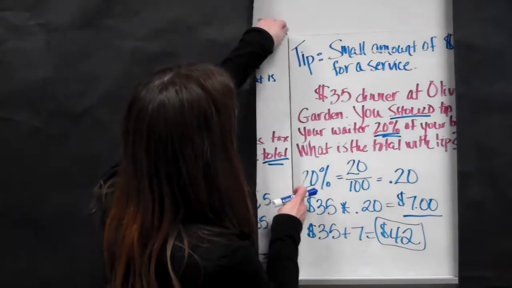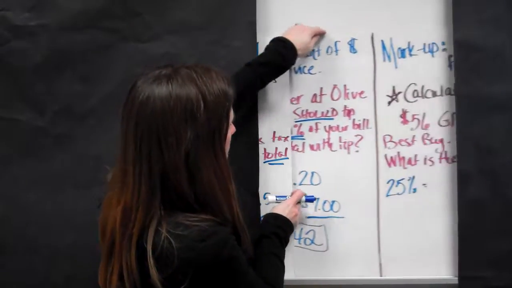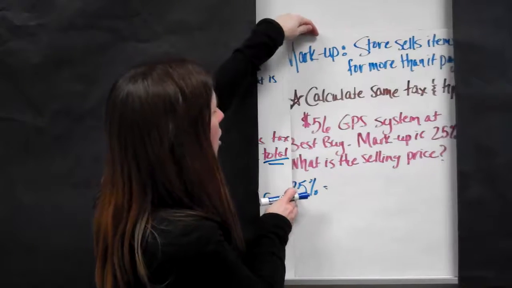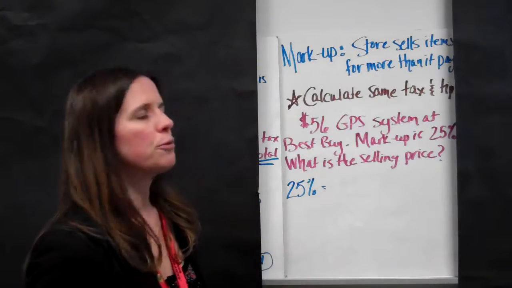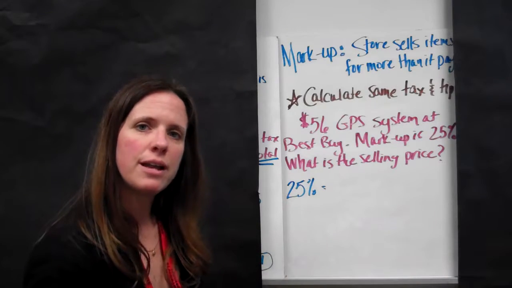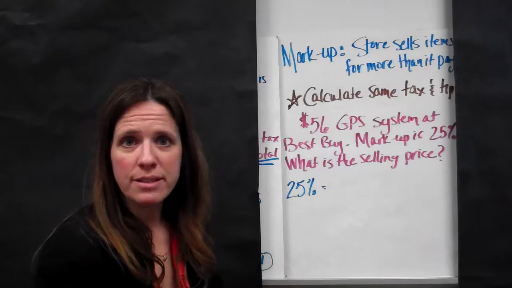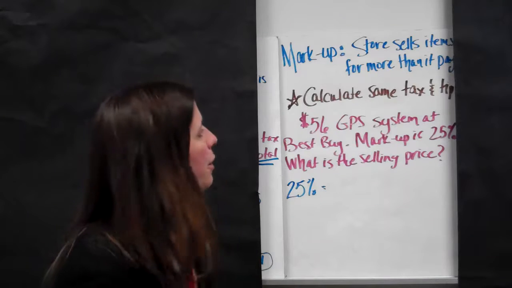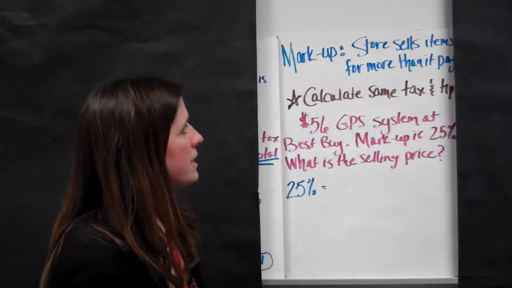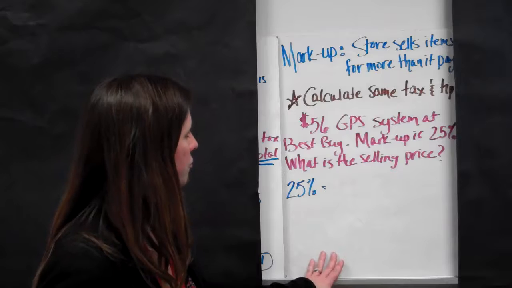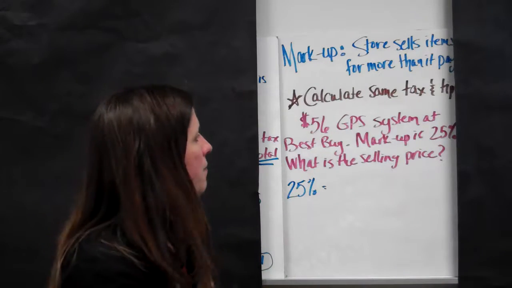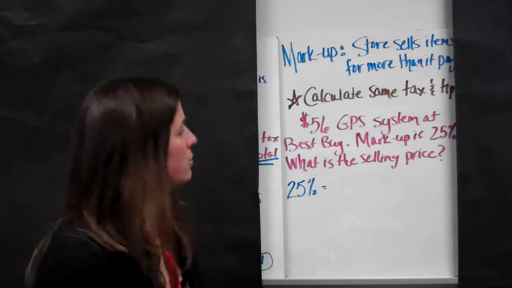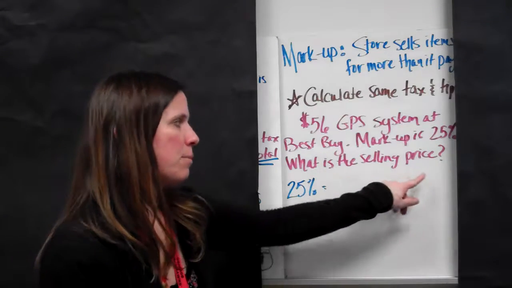Okay? And the last kind of problem is called a markup. And a markup is when the store sells items for more than it pays. So stores get their items in, and then they raise up the prices a little bit to make a profit. That's your markup. You're going to calculate this the same as the tax and the tip, okay? So for example, we have a $56 GPS system at Best Buy. The markup is 25%. What is the selling price?